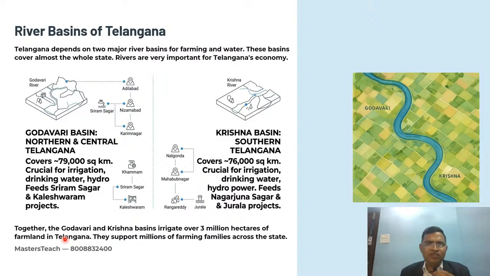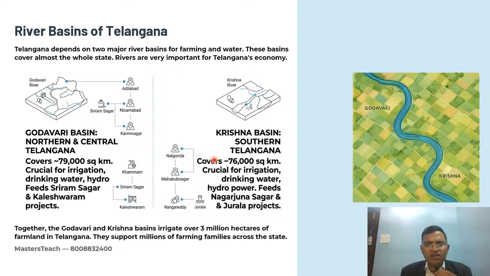Then river basins of Telangana. Mostly the Godavari basin lies in northern and central Telangana, like Adilabad. There is the Sriram Sagar project built in Nizamabad, and it gives water to Karimnagar also. It covers a large area, crucial for irrigation, drinking water, and hydropower, and it also feeds the Kaleshwaram projects. So this is the Godavari Basin, northern and central Telangana.